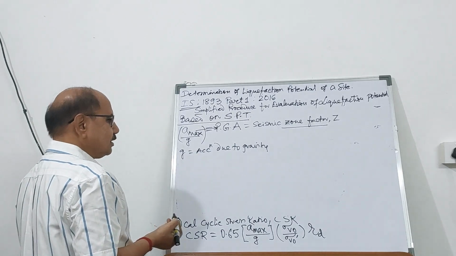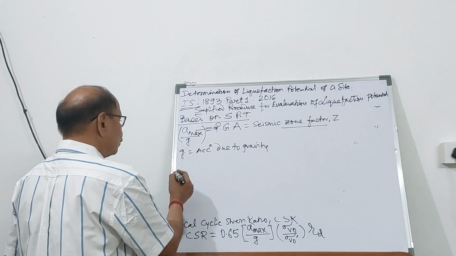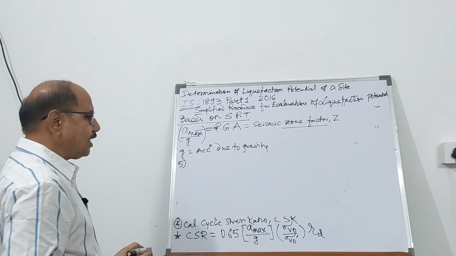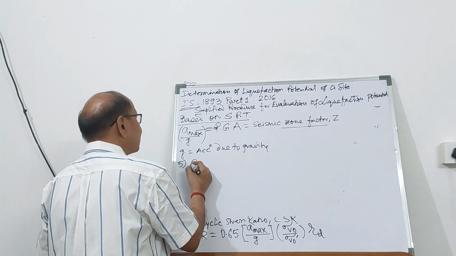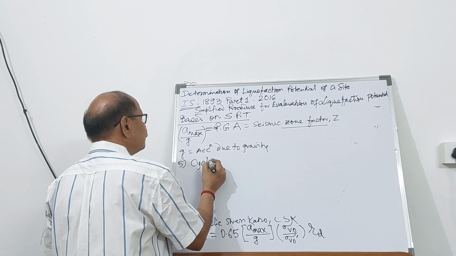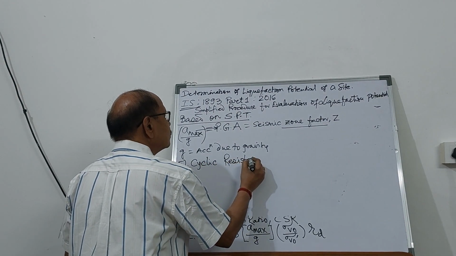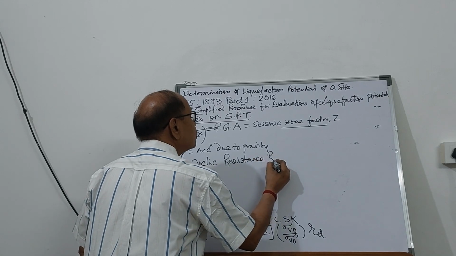Having found out this, the next step you should go for is calculation of CRR, that is cyclic resistance ratio.